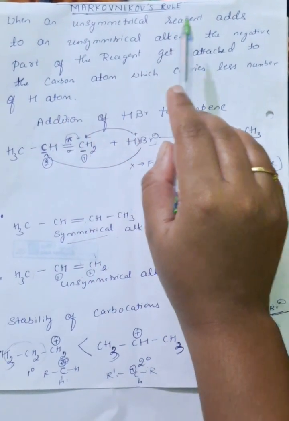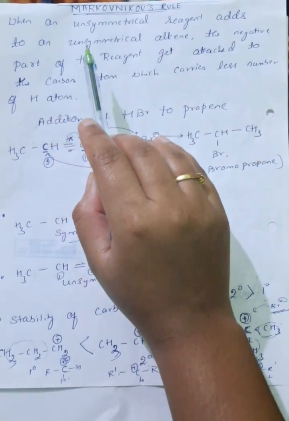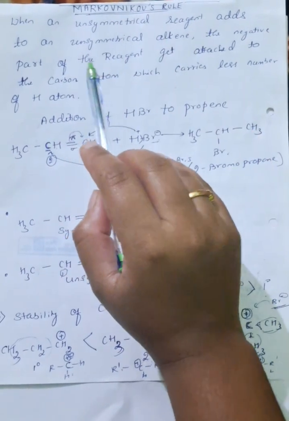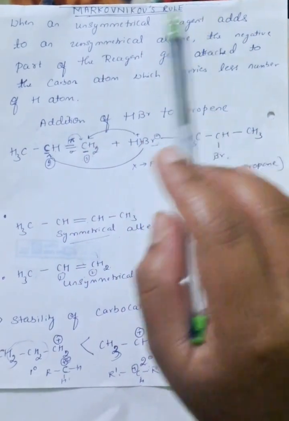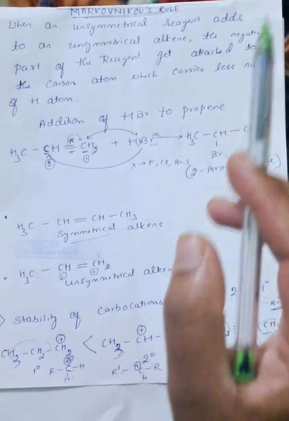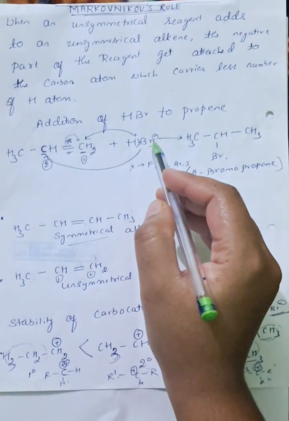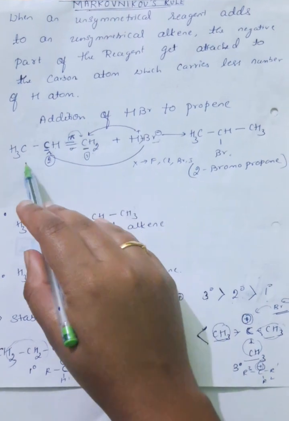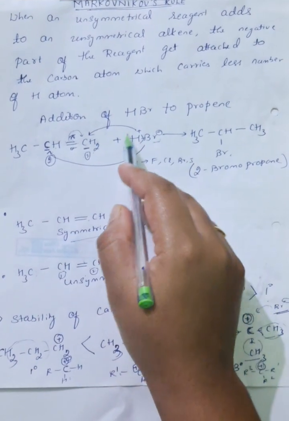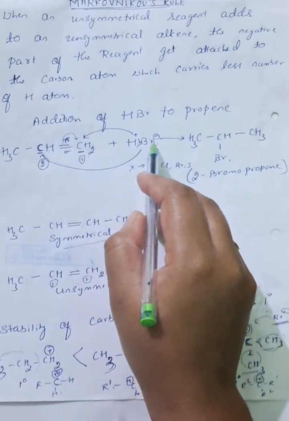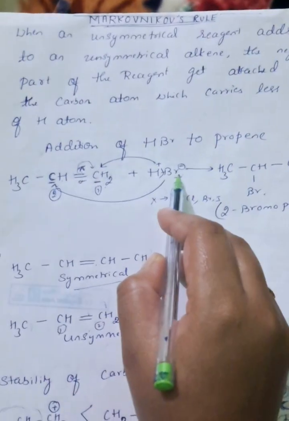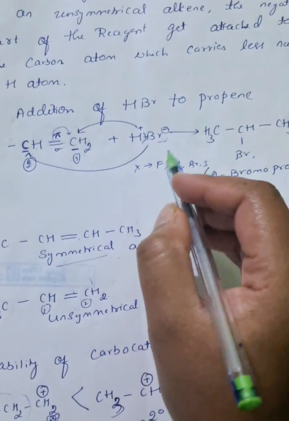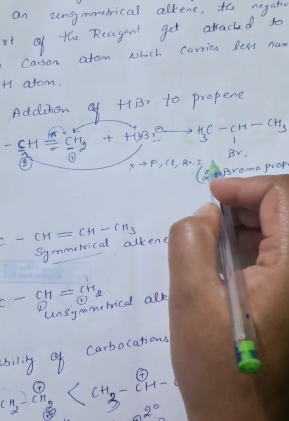To an unsymmetrical alkene, when an unsymmetrical reagent is added, the negative part of the reagent will get attached to the carbon atom which contains a lesser number of hydrogen atoms. So that means we have an alkene family. Here, if you see, we have propene, and to that we have been adding a reagent which is hydrogen bromide. The reagent here that we have chosen is hydrogen bromide, but it can be any halogen, so it can be fluorine, chlorine, bromine, iodine.